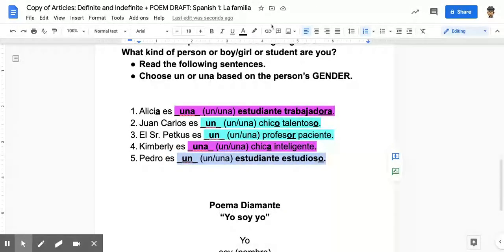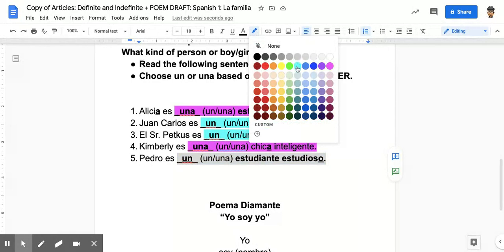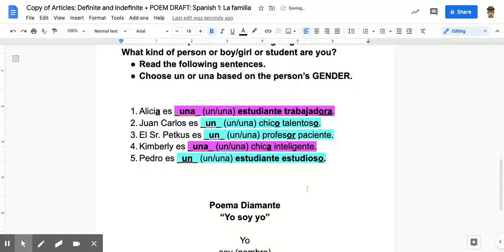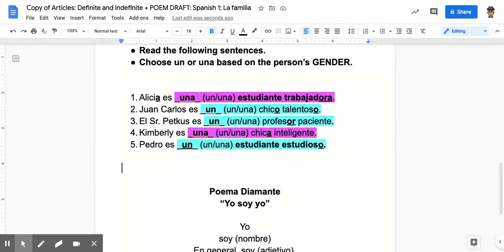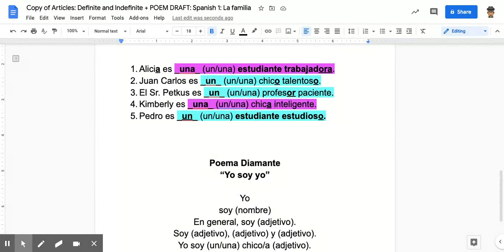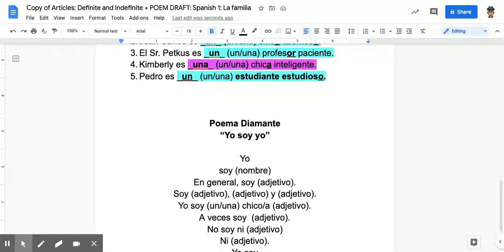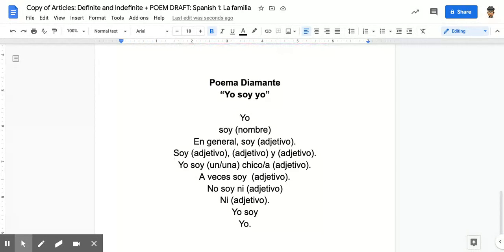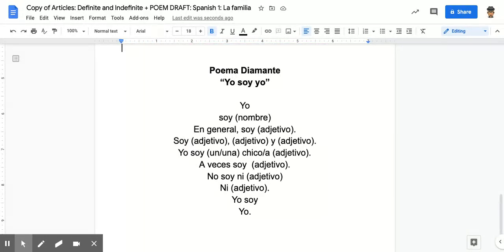All right, so using indefinite articles can help us describe what kind of person we are, what kind of student, what kind of teacher, what kind of boy, or what kind of girl. And you are going to use this when creating tu poema Diamante. Now, this is just a draft. I'm going to go ahead and walk you through my draft. Yo soy yo. I am who I am. I am I. We see it's a diamante.